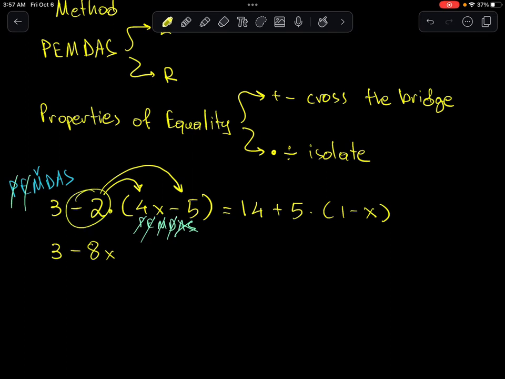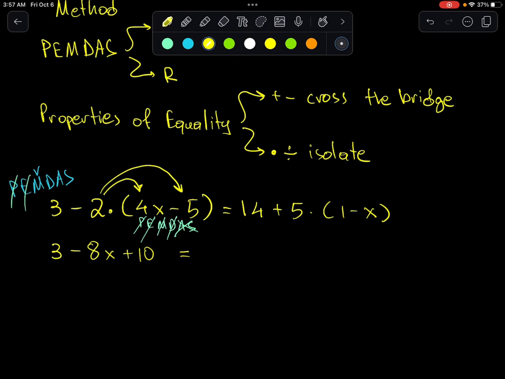Then we're going to multiply negative 2 times negative 5. We get negative times a negative. It's a positive. 2 times 5 is 10. And that's it. Now let's see what happens on the right hand side. Let's put our PEMDAS here and start checking what we got.